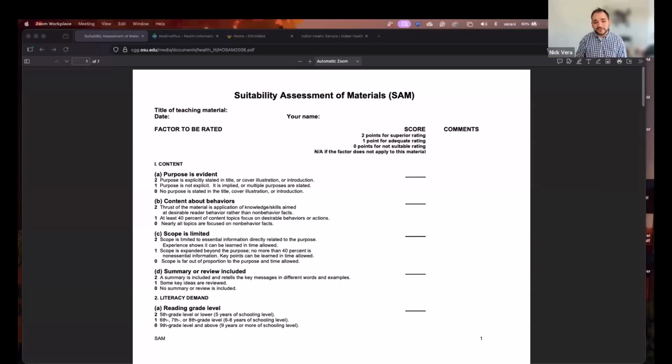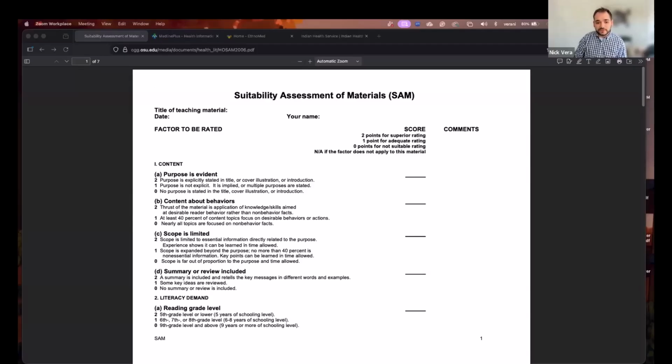SAM scores materials into six categories: content, literacy demand, graphics, layout, typography, learning stimulation and motivation, and cultural appropriateness. Within these categories, SAM lists different factors, and for each factor, SAM has a scoring guide. This takes the subjectivity and guesswork out of assessing written communication materials.